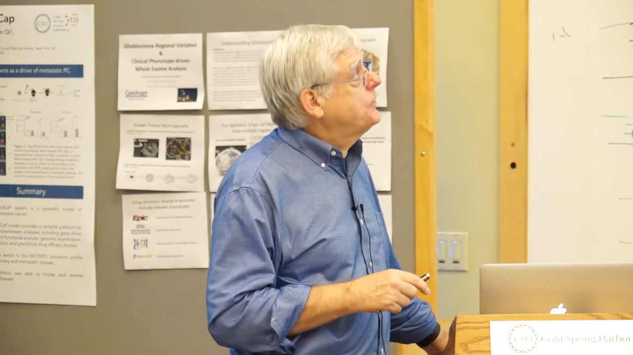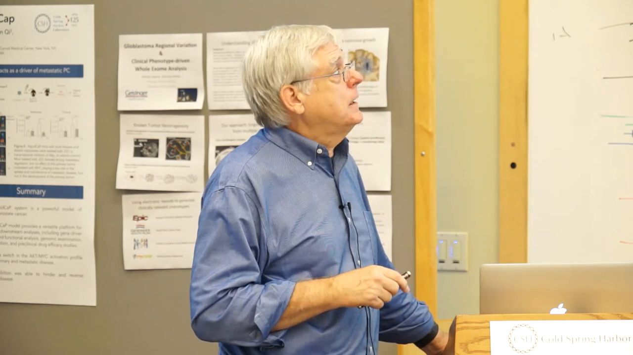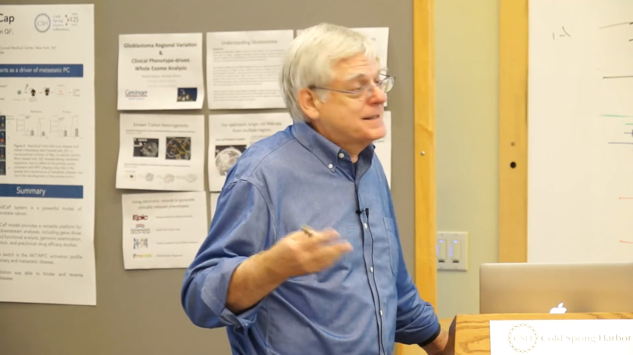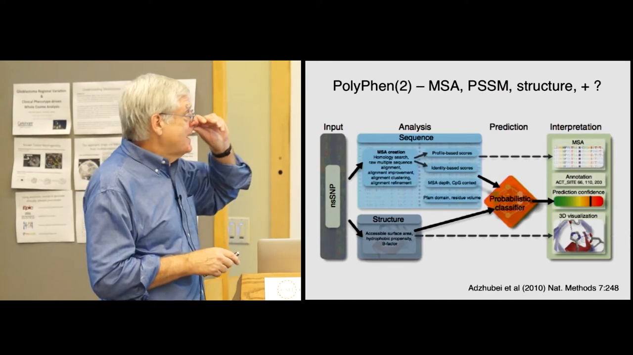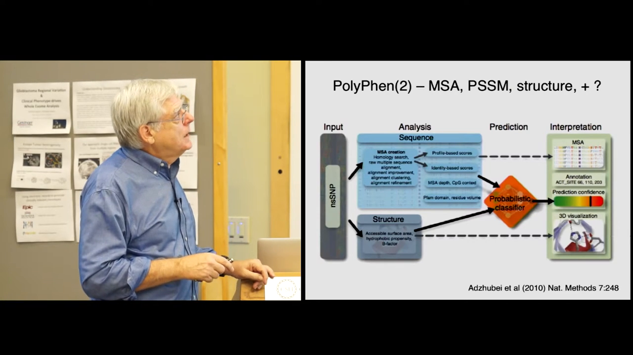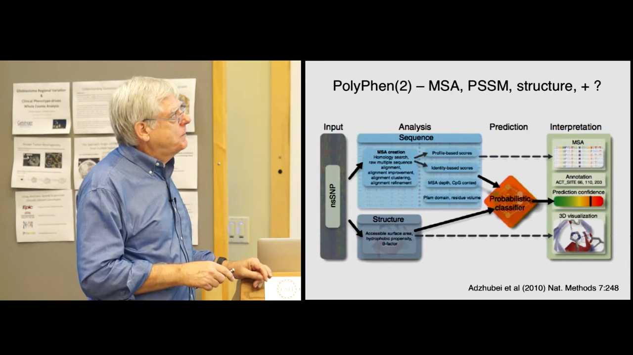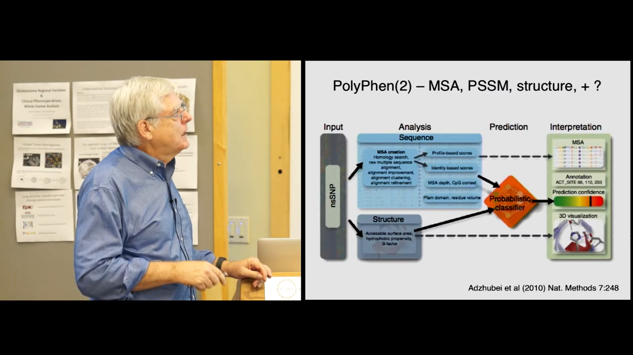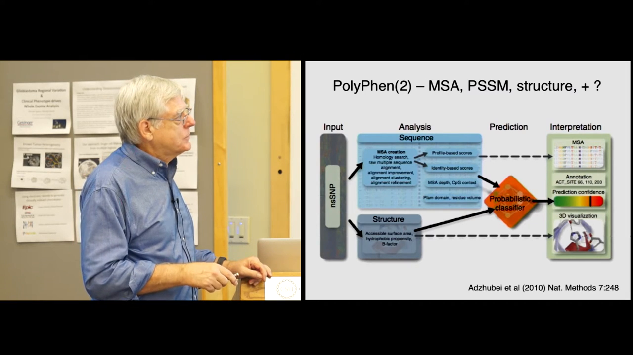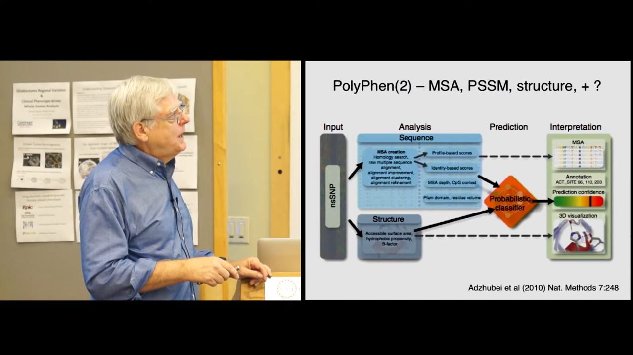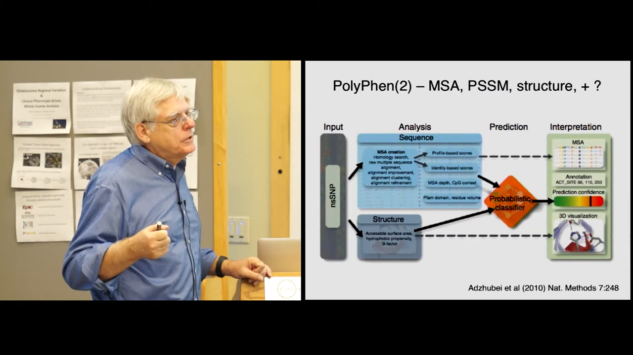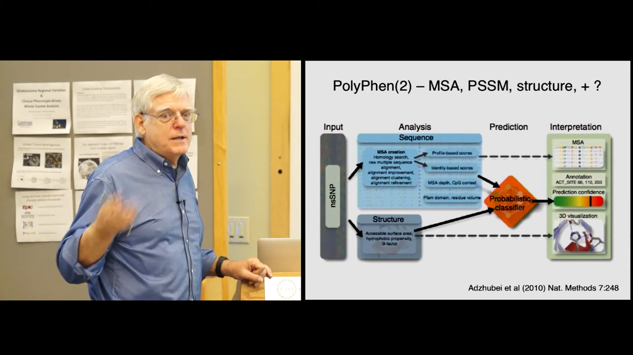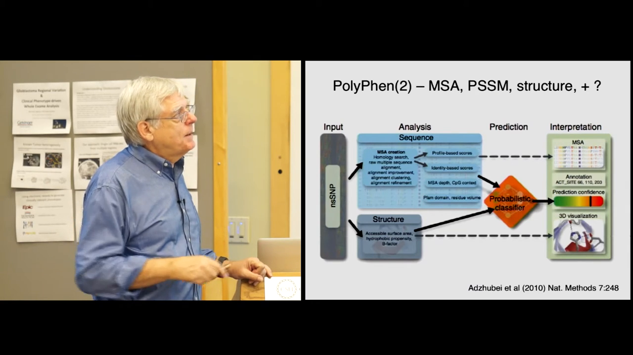So PolyPhen2, or PolyPhen, is a SIFT on steroids. So it also makes a multiple sequence alignment. It does a homology search. It has profile-based scores. It has identity-based scores. It has lots of other kinds of things. If a structure is available, it's going to use the structure. It's also going to do stuff with PFAM and so on and so forth. You take all of this stuff, you put it in a big pot, and you mix it, and you do your machine learning thing, and you come up with lots of different ways of weighting the different kinds of evidence, and you come up with predictions.